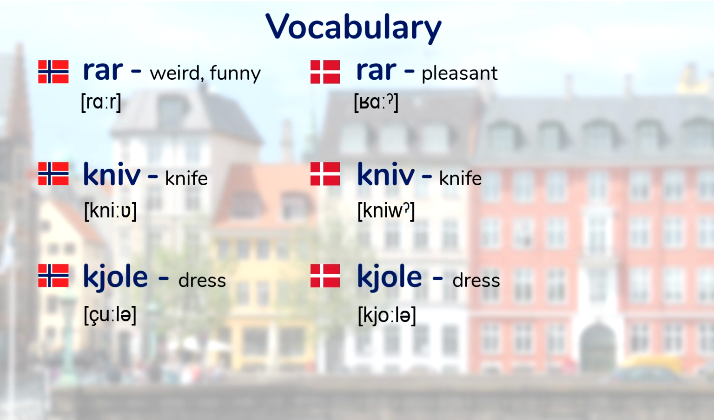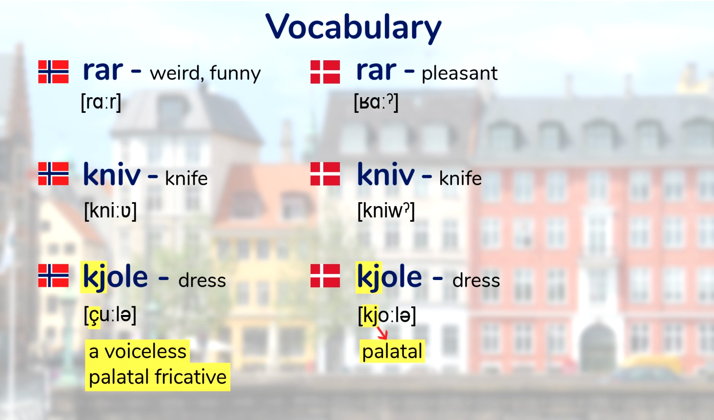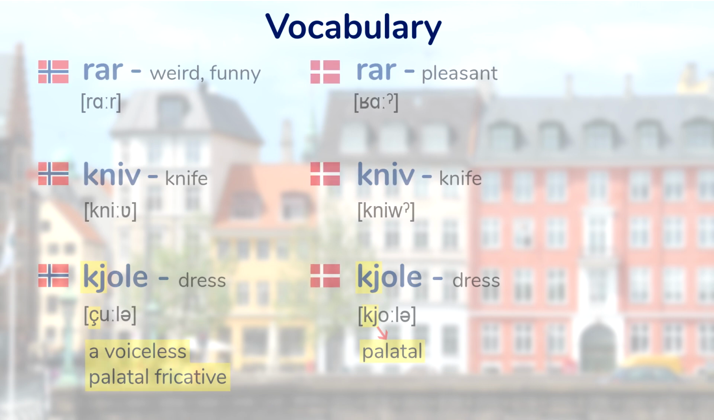These words mean dress. Kjole, kjole. There's a subtle difference in the sound that kj represents in either language. In Norwegian it's a voiceless palatal fricative, while in Danish it's a cluster of two sounds, k followed by y. Because the second sound is palatal, it ends up sounding somewhat similar to the Norwegian sound, which is also palatal.